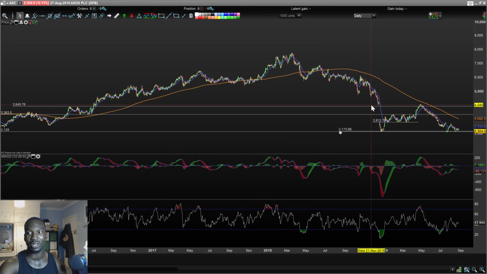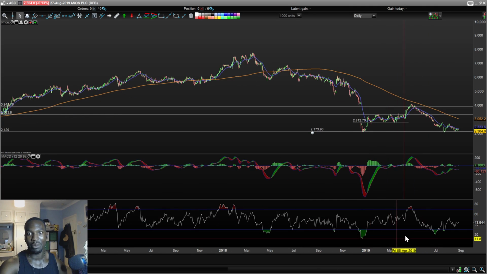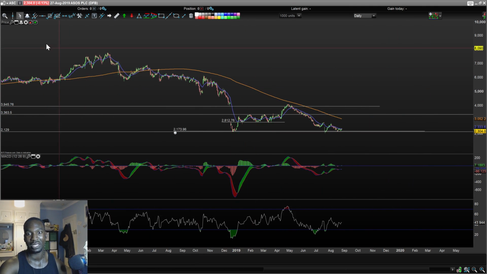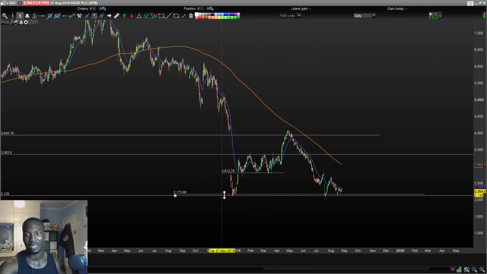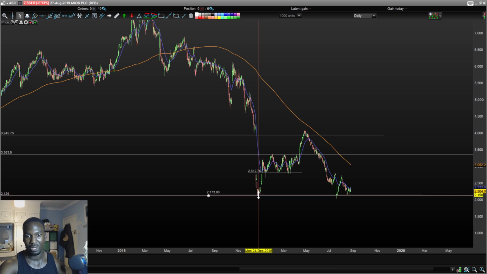In all honesty, I don't think I'll trade any of these. But the best one right now I can see in the UK stocks is probably something like ASOS, because it's hit previous support. Same support it hit in December 18, it's hit again. And potentially, this is a potential breakout, hopefully.